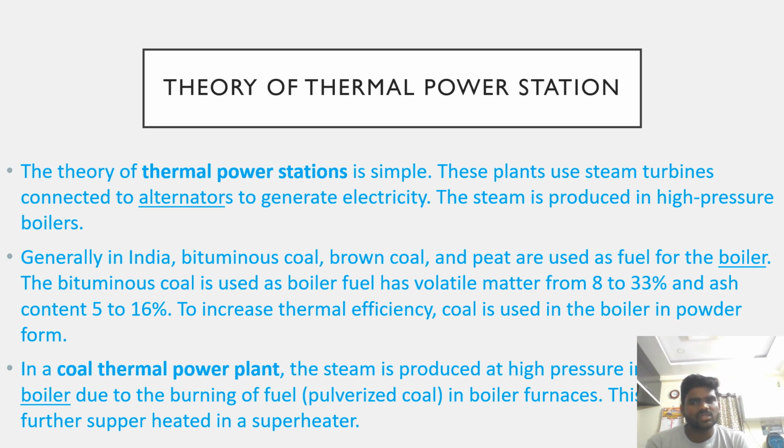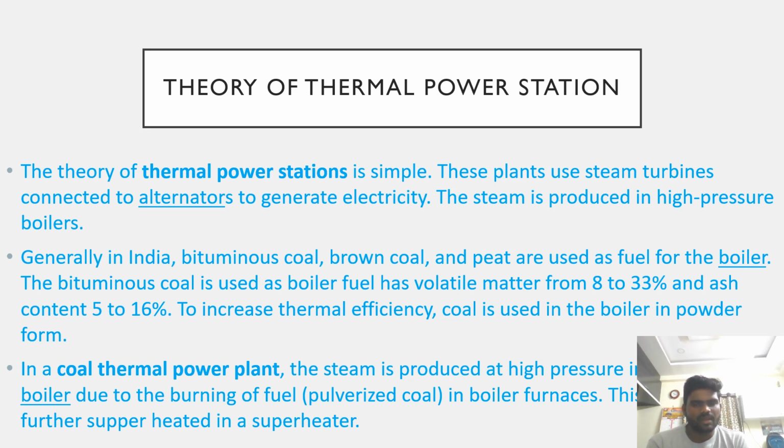These plants use steam turbines connected to alternators to generate electricity. The steam is produced in high pressure boilers. Generally in India, bituminous coal, brown coal and peat are used as fuel for the boilers. The bituminous coal used as boiler fuel has volatile matter from 8 to 33% and ash content 5 to 16%. To increase thermal efficiency, coal is used in powder form.